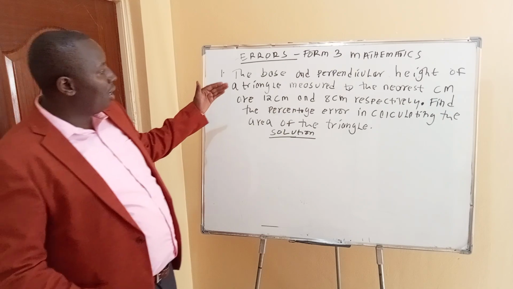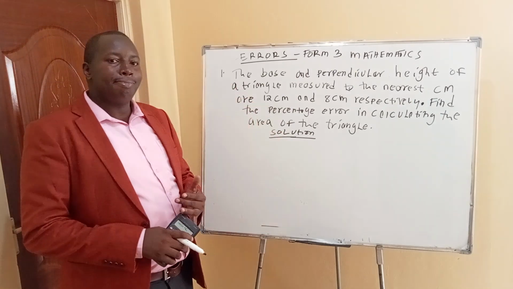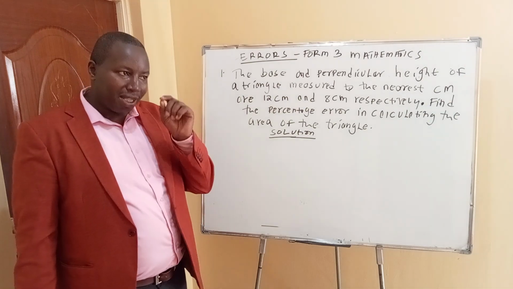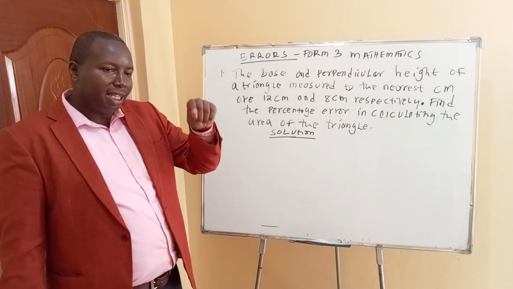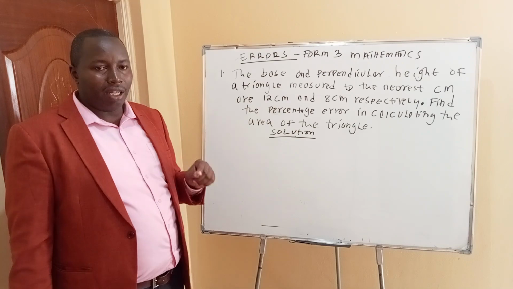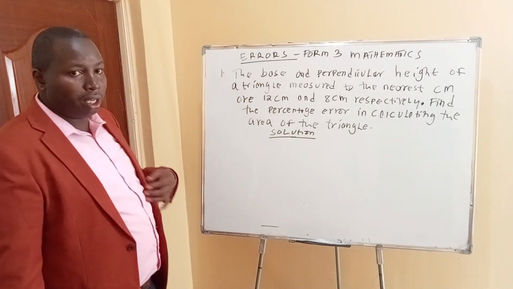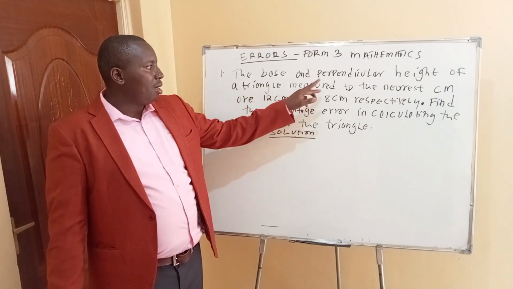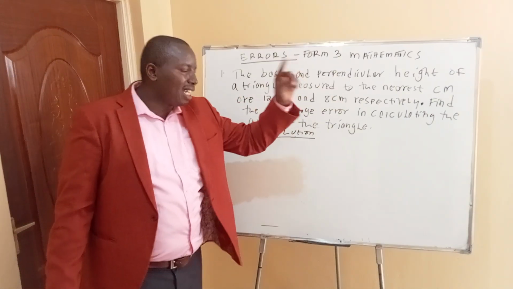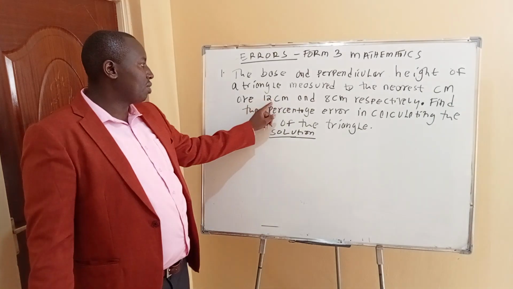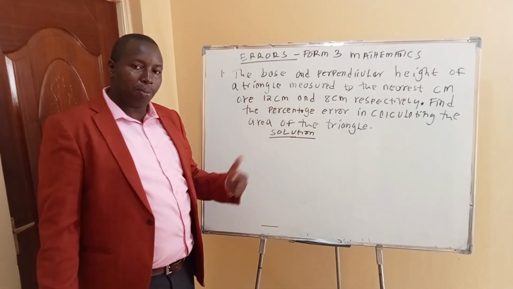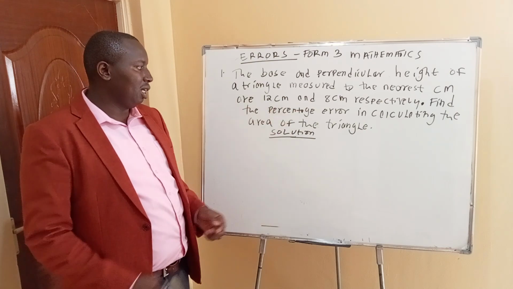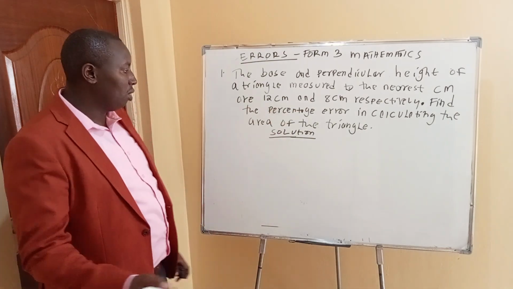Here we'll cover absolute error, relative error, and percentage error: how to find the three. So the question is already provided here. The base and perpendicular height of a triangle measured to the nearest centimeter are 12 centimeters and 8 centimeters respectively. Find the percentage error in calculating the area of the triangle.